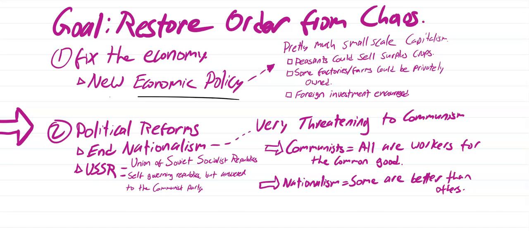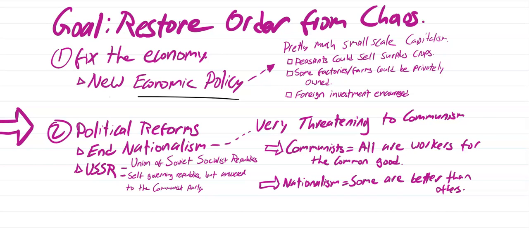He used a new economic policy in order to do this, and this policy included pretty much small-scale capitalism, but it was just small-scale capitalism. And I make a point to say that, I mean, the Bolsheviks, they were communists, right? It's almost weird to think about it, but what was happening essentially is that peasants could sell surplus crops, okay, so they make a little bit of money to get themselves out of extreme poverty. Some factories and farms were able to be privately owned, and foreign investment was encouraged because, as I mentioned earlier, foreign investment is usually seen as a good thing for a country's development.